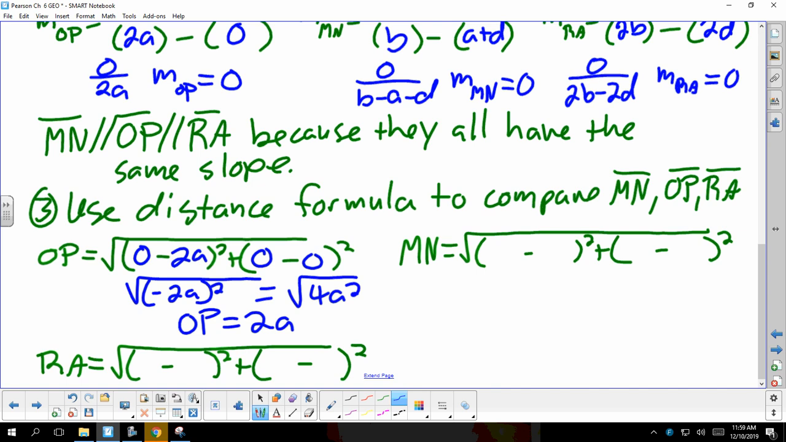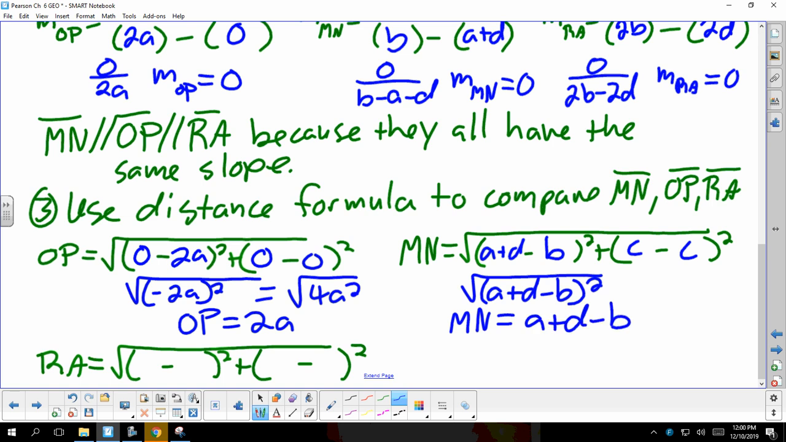MN, put our x's together: a plus d. C goes over there, and then b here, and c there. So what I end up with here is the square root of a plus d minus b squared, which means MN equals a plus d minus b. C minus C is 0, so that just goes away.